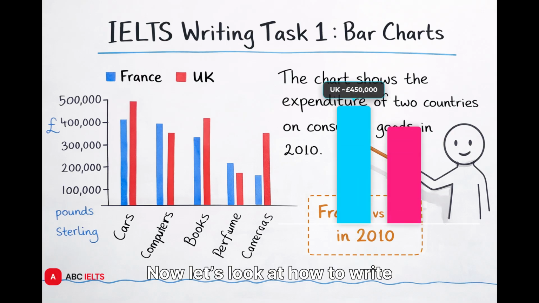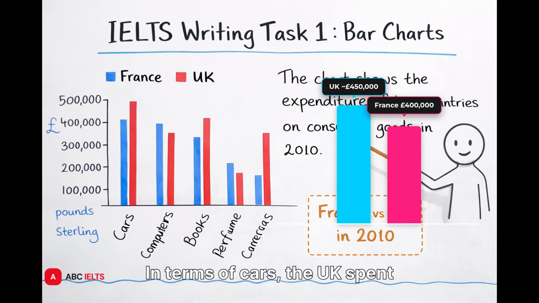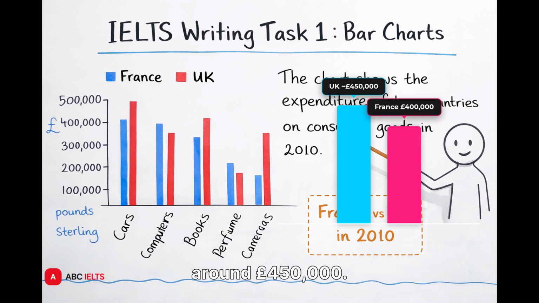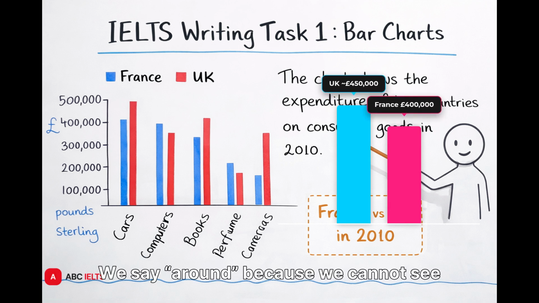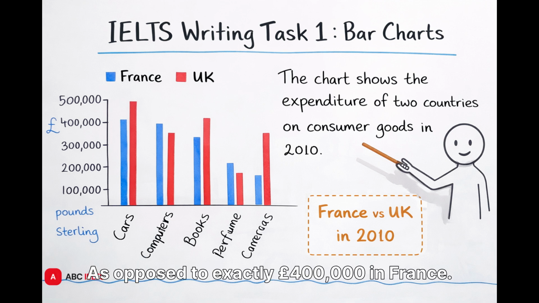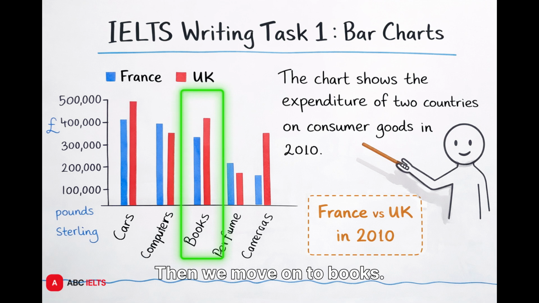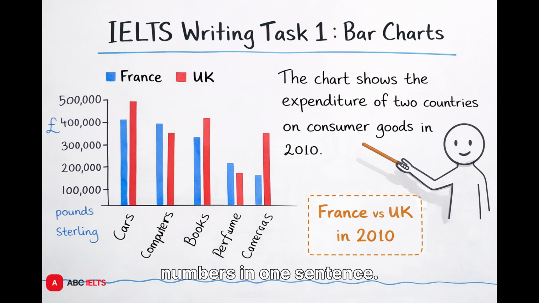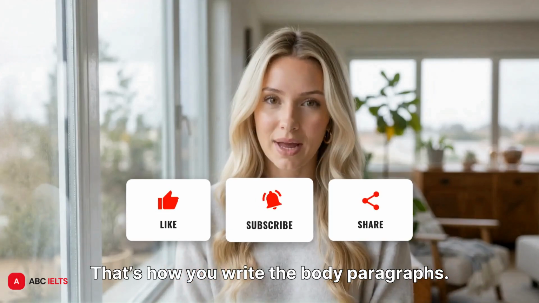Now let's look at how to write the body paragraph. In terms of cars, the UK spent around $450,000. We say around because we cannot see the exact number, as opposed to exactly $400,000 in France. Then we move on to books. The expenditure on books in the UK was higher than in France, and we still need to support this with data. Be careful not to use too many numbers in one sentence. That's how you write the body paragraphs.